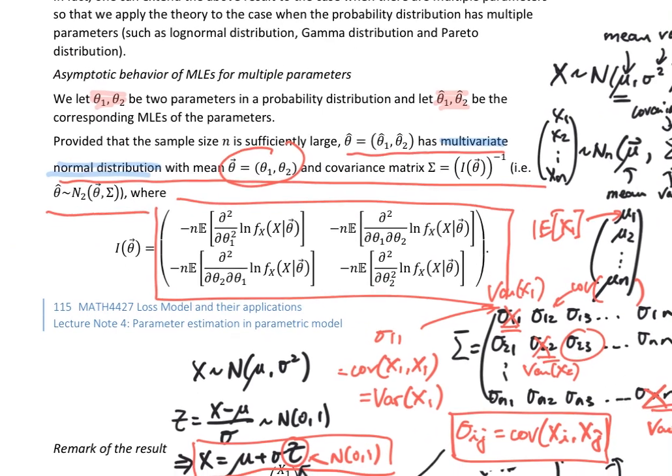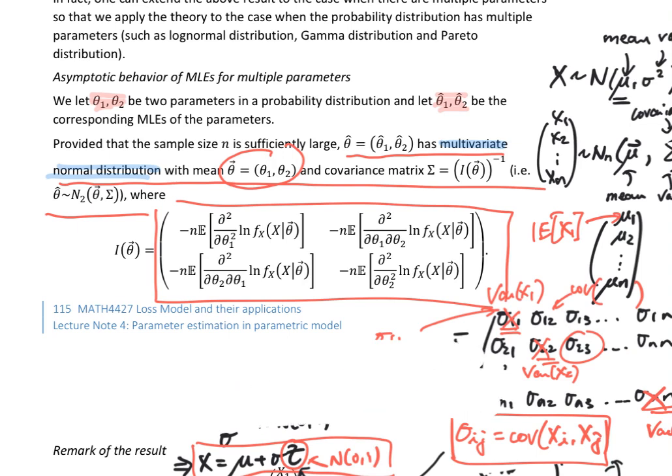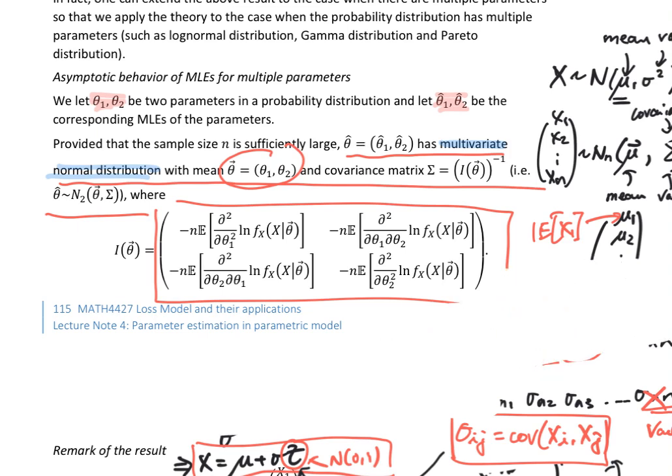Now, according to this result, we see that this pair of MLEs will follow the multivariate normal distribution. If we compare with the single parameter case, I would say this result is in fact just a direct extension from the single parameter case. To see this, let us write down and compare these two results.